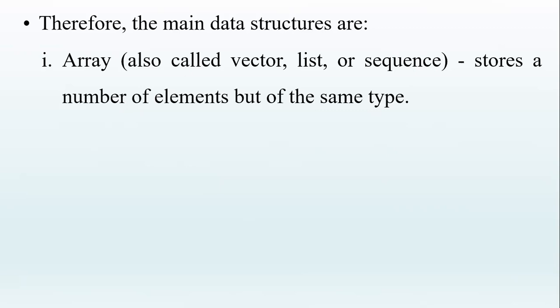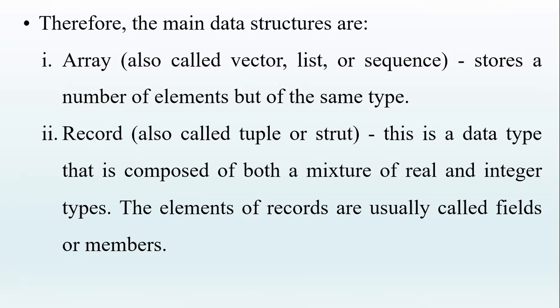Therefore, the main data structures are, number one, array. They are also called vector, lists, or a sequence. They store a number of elements, but of the same type. The second are the records. They are also called the tuple or struct. This is a data type that is composed of both a mixture of real and integer types. The elements of records are usually called fields or members.